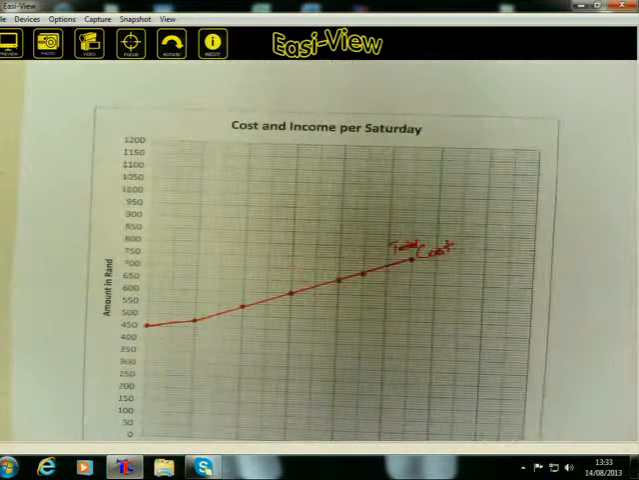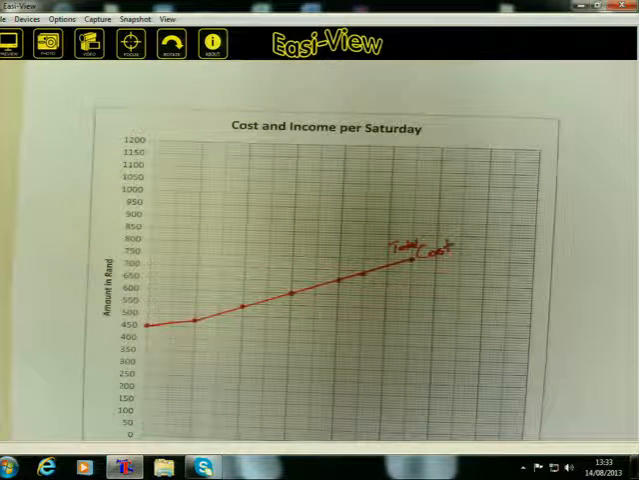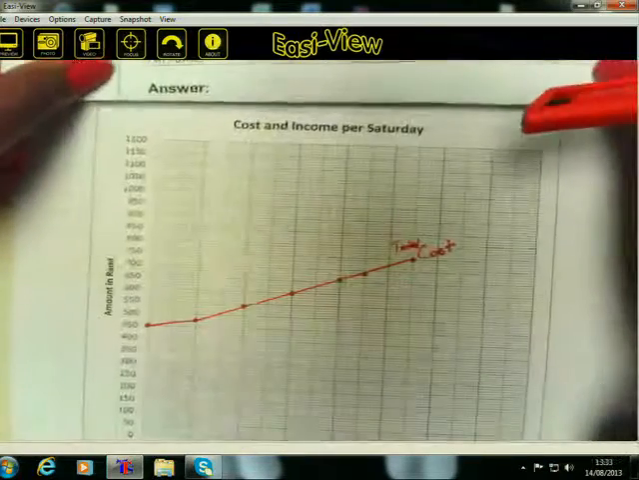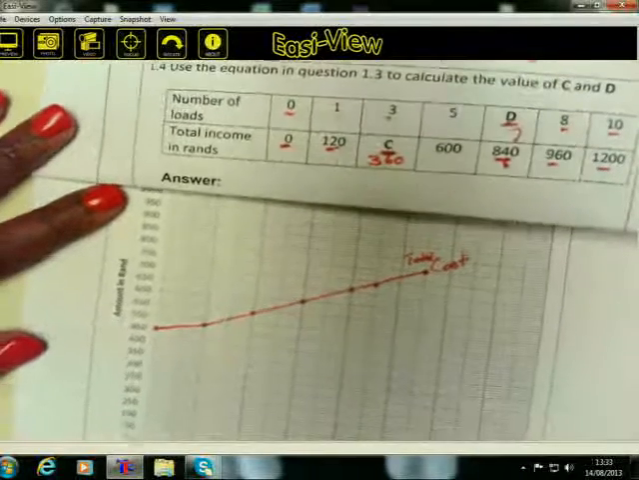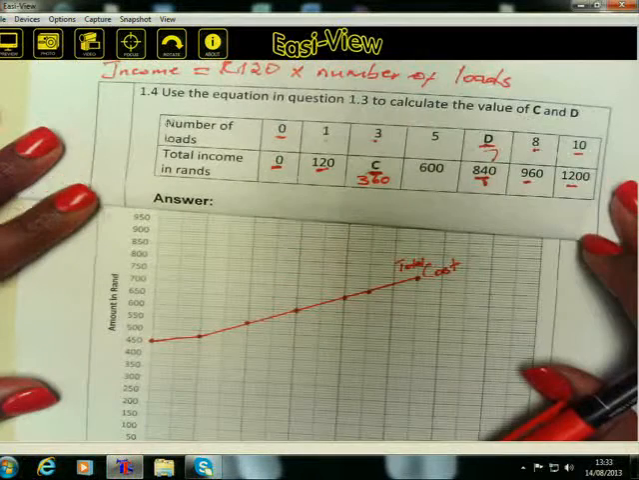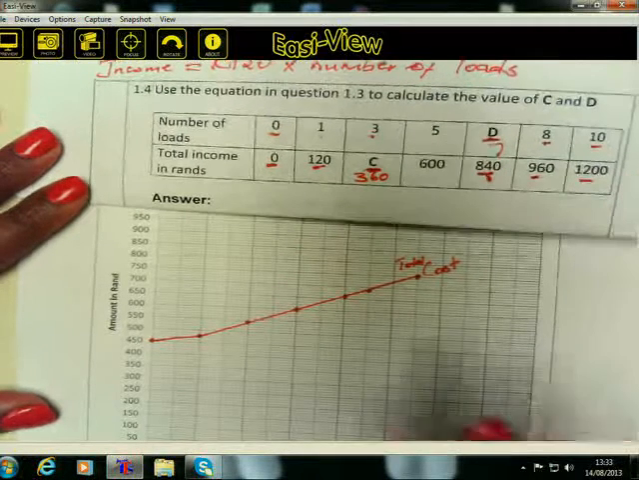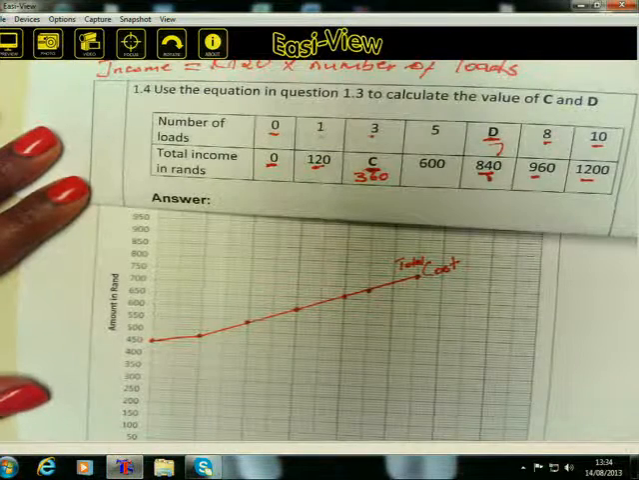and draw the graph for the income. I'll also try and show you the values for the income so that you remember. Remember, we are told that you must draw the cost graph and the income graph on the same set of axes. We are done with the cost graph. Now we must draw the income graph.